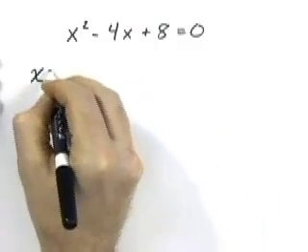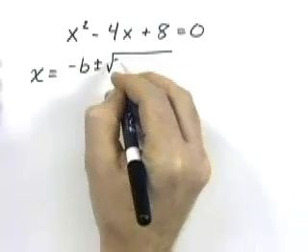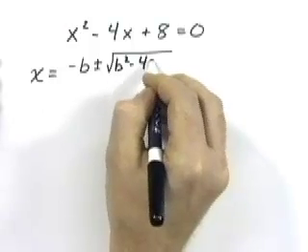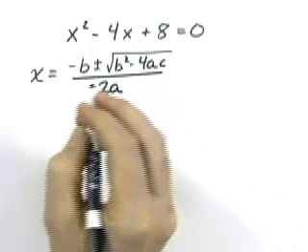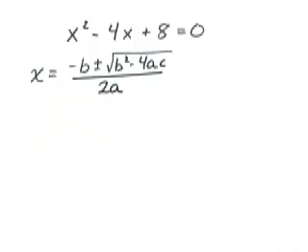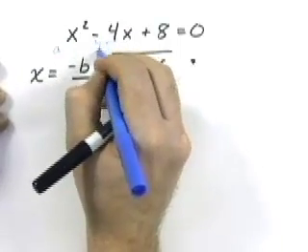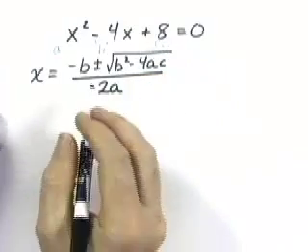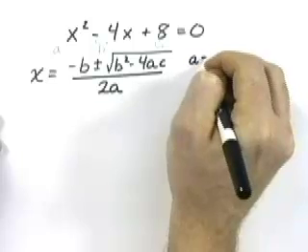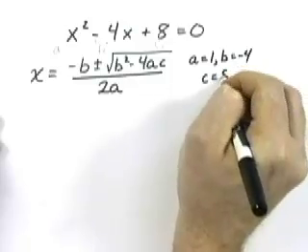Remember, the quadratic formula says that x equals negative b plus or minus the square root of b squared minus 4ac, all over 2a. So, to use the quadratic formula, all we need to do is identify the values of a, b, and c. Remember that a is the coefficient on the squared term, b is the coefficient on x, and c is the constant. So in this particular problem, we have that a is equal to 1, b is equal to negative 4, and c is equal to 8.